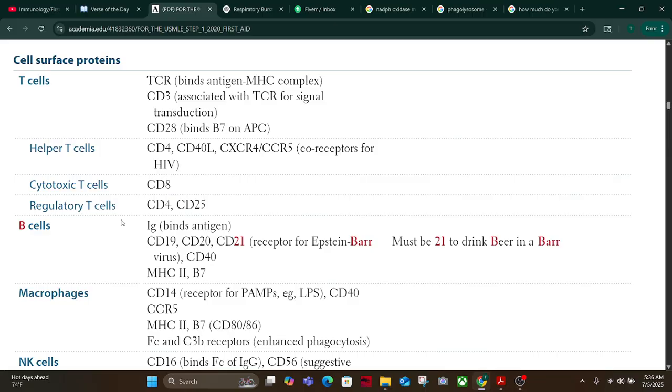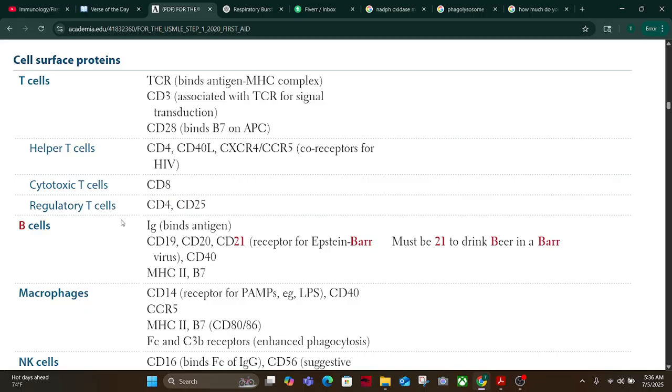Next, we have cytotoxic T cells. CD8 is on the cytotoxic T cell, and CD8 binds to MHC class 1 on the APC. CD8 is a receptor on the surface of the cytotoxic T cell, and that binds to MHC class 1 on the APC. The regulatory T cells have CD4 and CD25.